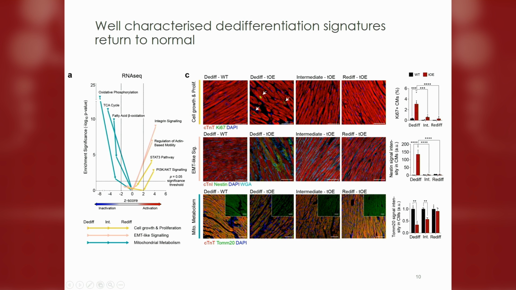What goes back to normal? For example, when we look at Ki67 staining for cell cycle activity, very strongly induced by ERB2, it goes down to an intermediate level and almost down to 0, but actually, even 1 month after ERB2 shut off, there is still cardiomyocyte proliferation. If we look, for example, at EMT-like signaling, we are using nestin staining here. Nestin is a filament of embryonic cardiomyocytes. You see it's induced by ERB2, and it goes back.